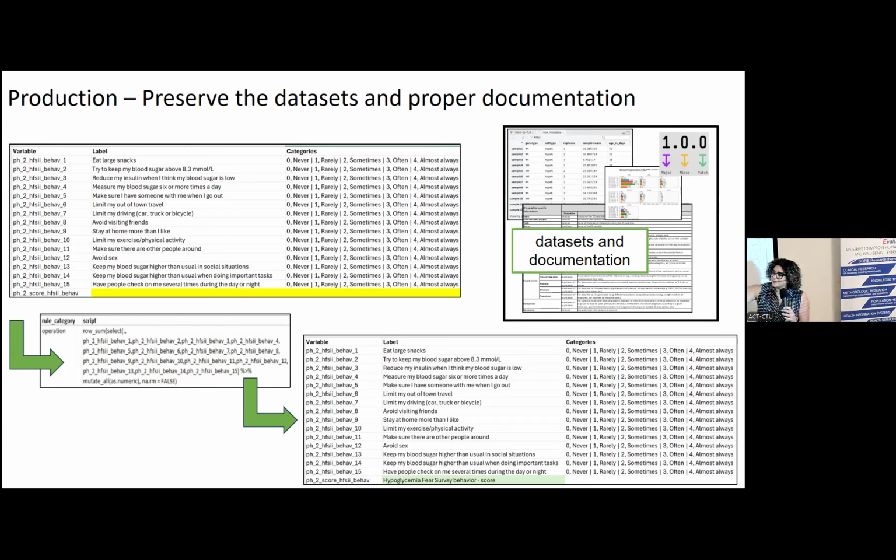So if we have, let's say, can somebody tell me what PH_2_score_HFSII_BEHAV is? I'm not really sure, but this was a derived variable, and it was essentially the calculated score of the hypoglycemia fear survey behavior. But whoever is using your data later needs to understand what each variable is. So just don't neglect the documentation. Super important.